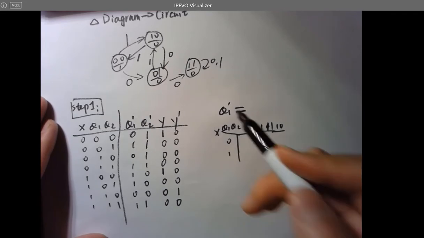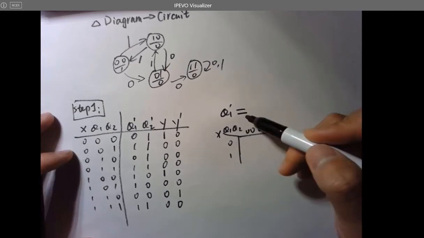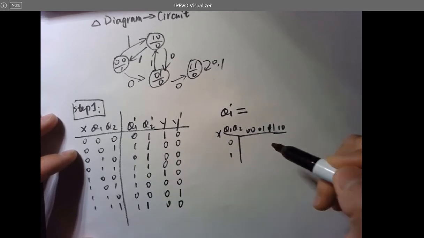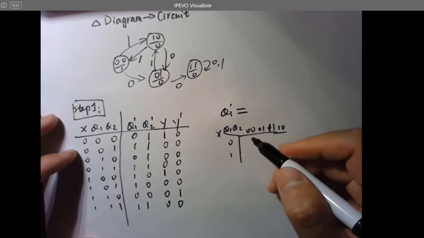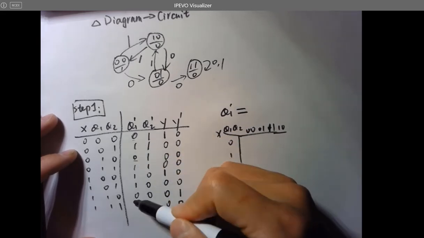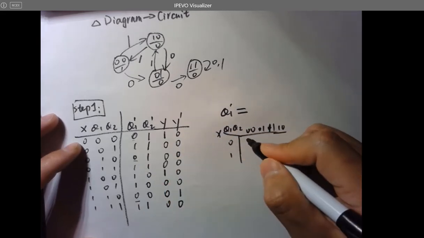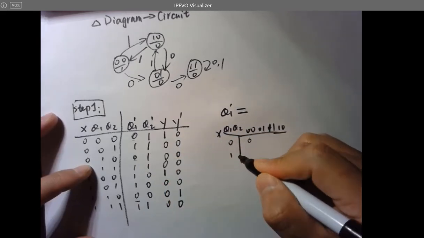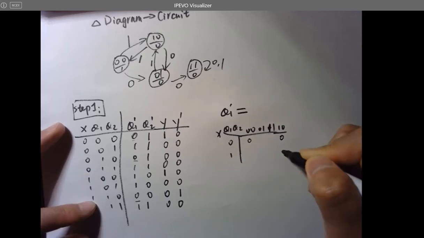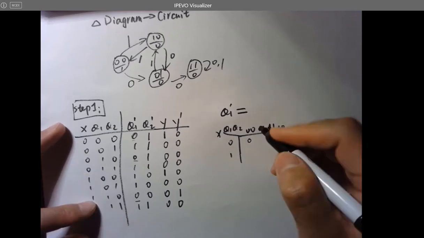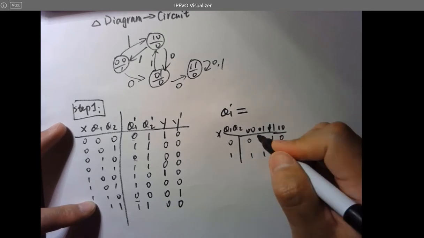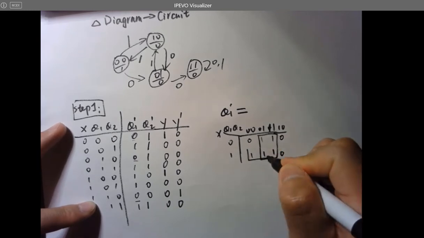All right, so let's get Q1 prime. Let's transfer the 1s and 0s into this K-map so we can derive Q1 prime. Q1 prime has 3 zeros. They are at 0, 0, 0 and 0, 1, 0 and 1, 1, 0. All the rest of them are ones. So group them, and group these two.